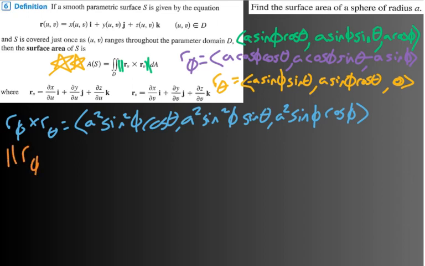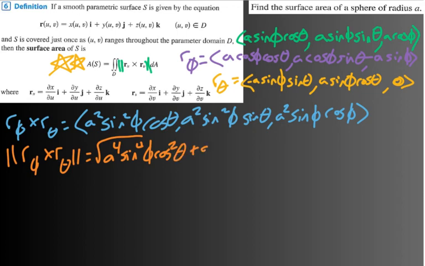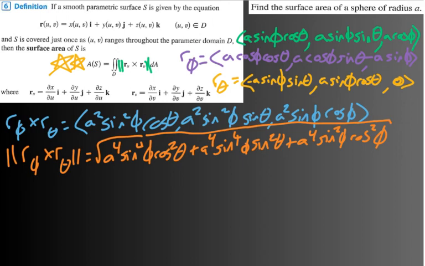And this is actually where some stuff's going to start to simplify really nicely. So, we'll need to take the square root of this whole thing, but we're going to have a to the fourth sine to the fourth phi cosine squared theta plus a to the fourth sine to the fourth phi sine squared theta plus a to the fourth sine squared phi cosine squared phi. And then we have a square root of all that.